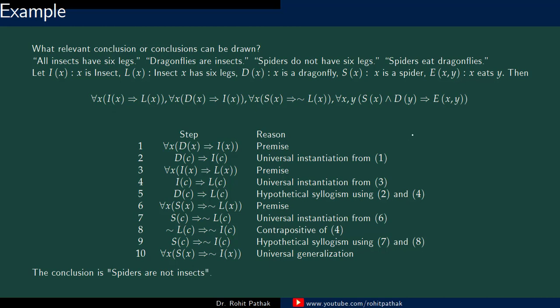Right, now look at the last premise. The last premise will not give any conclusion, because we have this Exy, a two-place predicate. We don't have any rule right now for such kinds of statements. So this will not give any conclusion. So the proper conclusion is spiders are not insects and spiders eat dragonflies. You can take this information as it is.